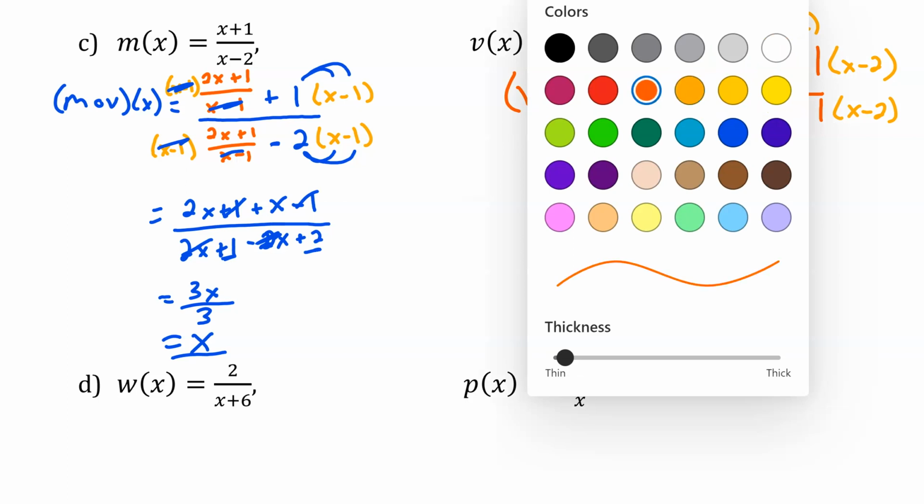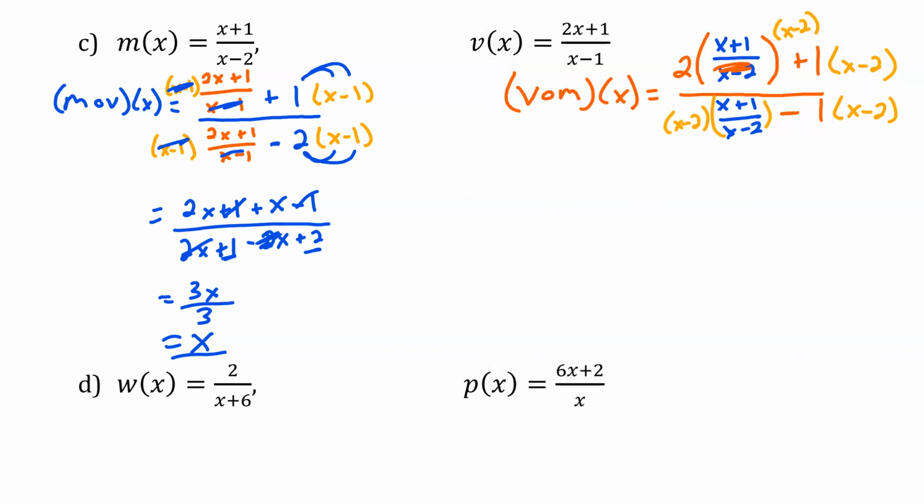Now when doing so, this x minus 2 and this x minus 2 will divide out, leaving me with a 2 times an x plus 1. Here's the 2, here's the x plus 1, plus a 1 times x minus 2 on the numerator. On the denominator, these will divide out, leaving me with an x plus 1 minus a 1 times x minus 2.